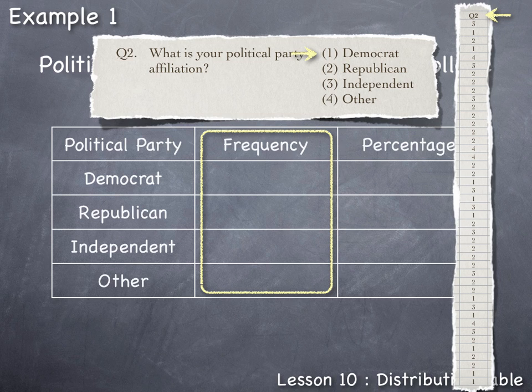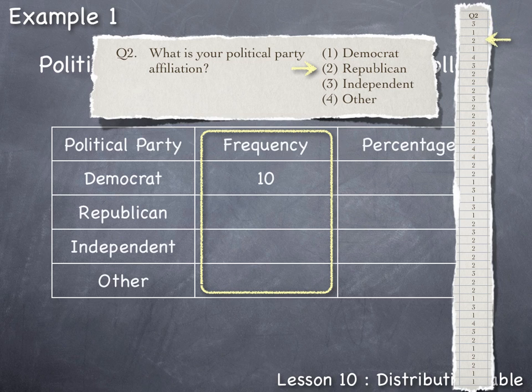So going through the column and counting the ones, we find there are 1, 2, 3, 4, 5, 6, 7, 8, 9, 10. Therefore, there's a frequency of 10 Democrats that appear in this sample. The code number 2 denotes Republicans. So now going through the data and counting the number of 2's counts the number of Republicans.